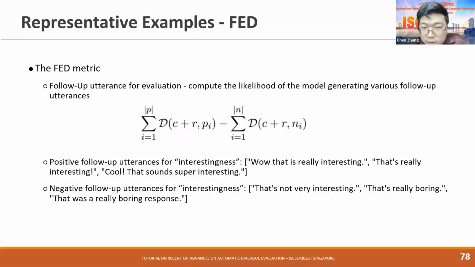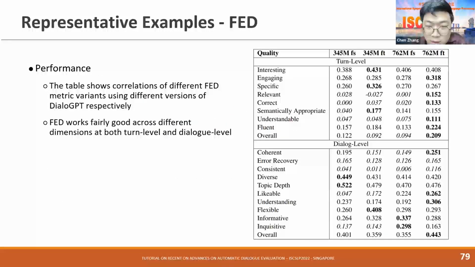This metric is intuitive. The authors rely on the pre-trained DialoGPT model, a large dialogue-specific language model, to predict this kind of conditional likelihood. Here P is the set of positive follow-ups and N is the set of negative follow-ups. If the probability of generating a positive follow-up is greater than the probability of generating a negative follow-up, then what I say is interesting. Otherwise, it is not interesting. That's the main idea behind this metric.